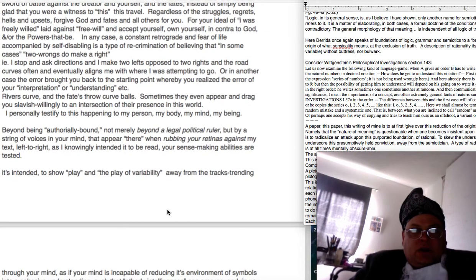I stop and ask directions, and I make two lefts as opposed to two rights, and the road curves often and eventually aligns me with where I am attempting to go, or in other cases the error brought you back to the starting point, whereby you realize the error of your interpretation, of understanding, etc. Rivers curve, and the fates throw curveballs.